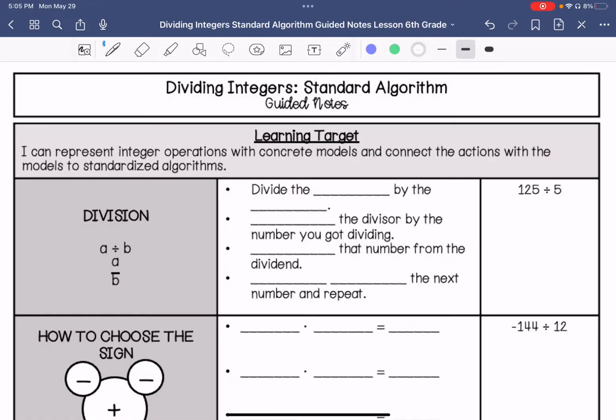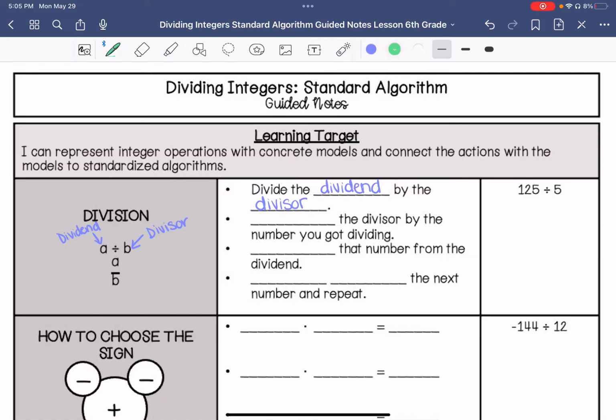So when we do division, it's important that you know that this is known as the dividend, and this one is known as the divisor. So we always divide the dividend by the divisor. So when we divide, we are going to multiply the divisor by the number you got dividing.